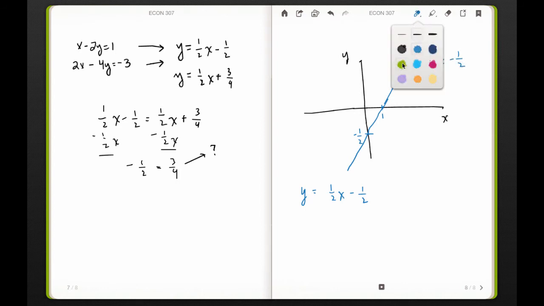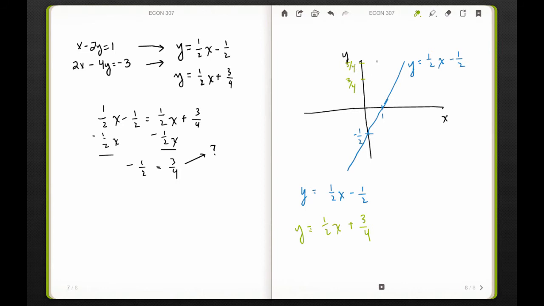And let's graph this other one. So y is equal to 1/2 x plus 3/4. I'm going to see that the vertical intercept is 3/4. So let's maybe go about here. Actually, let me move this down a little bit. Okay, so this is 3/4, and I know that the slope is 1/2. So when I move over x 1 unit, y is going to increase by 1/2. So that's going to be 5/4.